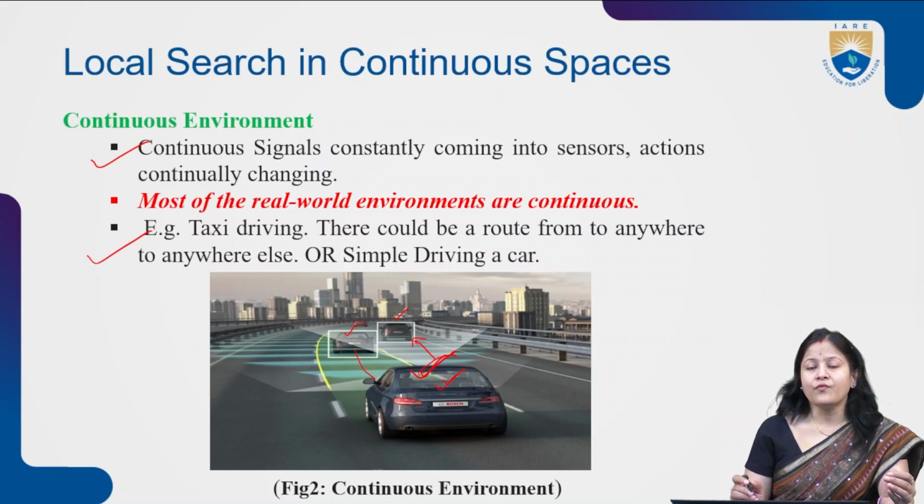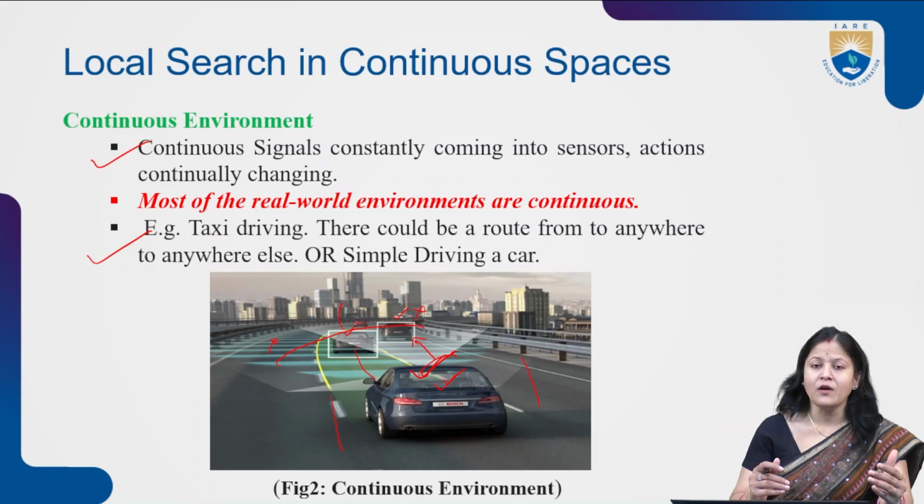There could be a route from here to anywhere else, or simply driving a car also. Beyond a certain limit, the car cannot understand where the object is, or where the obstacle is, where the human is standing. It cannot observe beyond a certain distance, either on the left side or the right side, or front or back. A little bit back it can observe through the mirrors, but not beyond its observation. That is why this type of space is called a dynamically changing space or partially observable environment. It is not a discrete space, it is a continuous space.